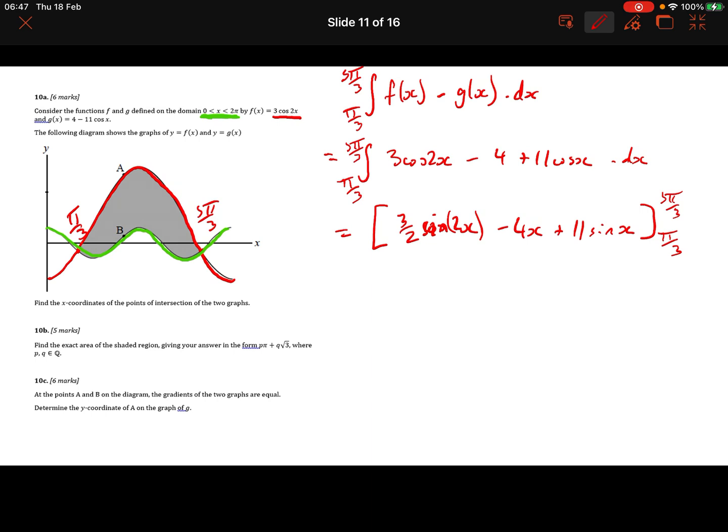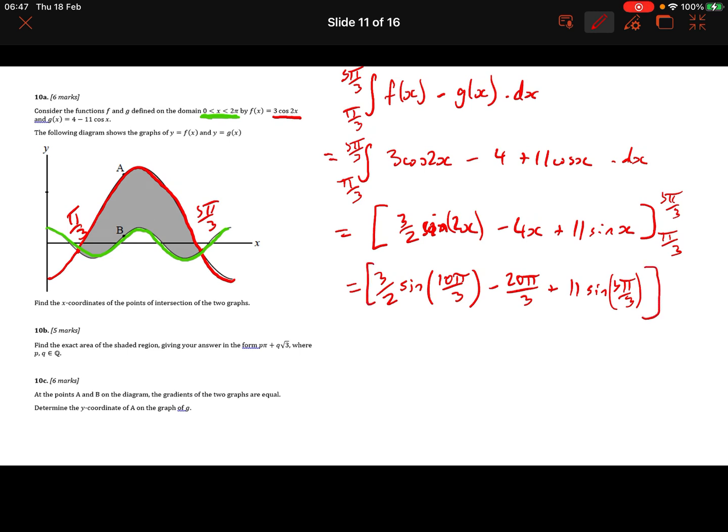Now we need to put in our values. So we're going to get 3 over 2 sine of 10 pi over 3 minus 20 pi over 3 plus 11 sine of 5 pi over 3. Okay, that is with that substitution.